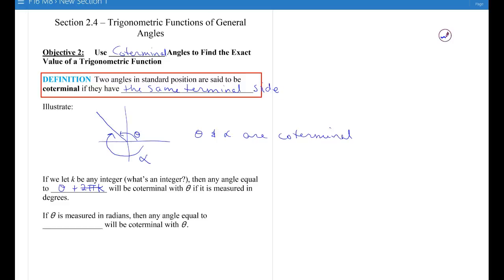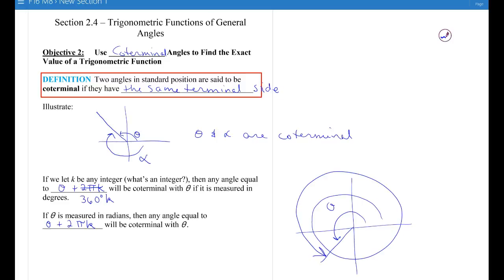degrees. Oh, so that one should be 360 degrees k. Wasn't looking ahead. And theta plus 2 pi k will be coterminal with theta. So if you start with some angle theta, so here's my angle theta, but you go all the way around and then end at theta, that angle is coterminal. Well, all you did was add 2 pi, or add 360 degrees.